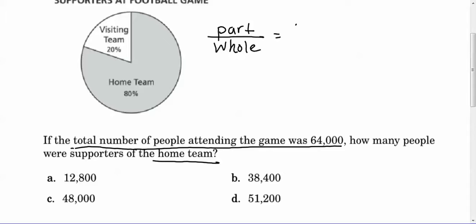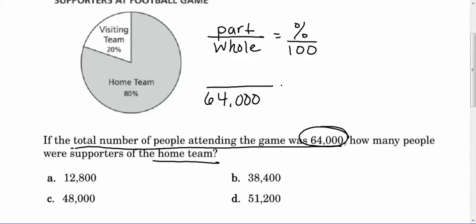Part over whole equals percent out of 100. So what we're going to do is write in what we know. And we know the total number of people was 64,000. Okay? So that's 100% of everyone who showed up.